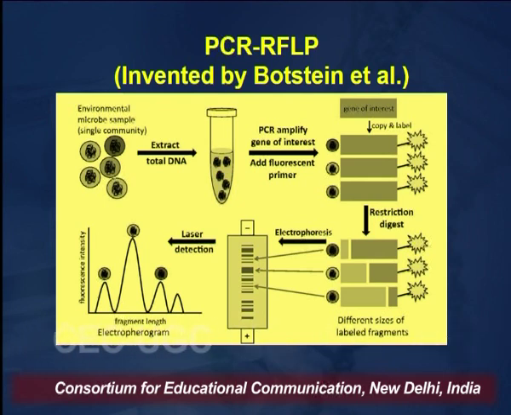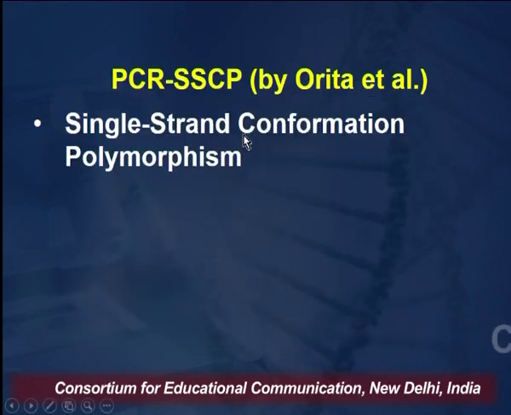Now, a related technique which I discussed today is the PCR SSCP. By Orita et al. it was first used. SSCP stands for single strand conformation polymorphism. As the name suggests, we will be looking at the single strand of the gene or the particular DNA, and then we will differentiate them based on the conformation. So, polymorphism again means that various kinds of conformation are there because of the single strand of DNA, because of the variation in the sequences.